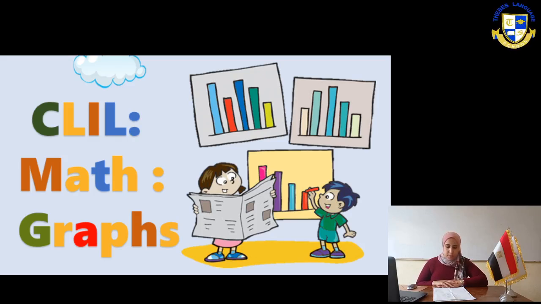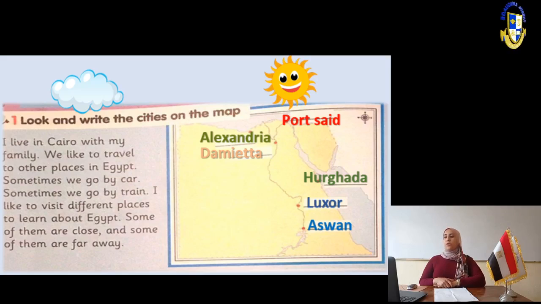Now, my dear pupils, open page 18. This is CLIL. You are going to study math, graphs. Exercise number 1. Look and write the cities on the map. Here we have empty spaces on which you're going to write the name of these cities. Let's read together first and then we will fill in the blanks.